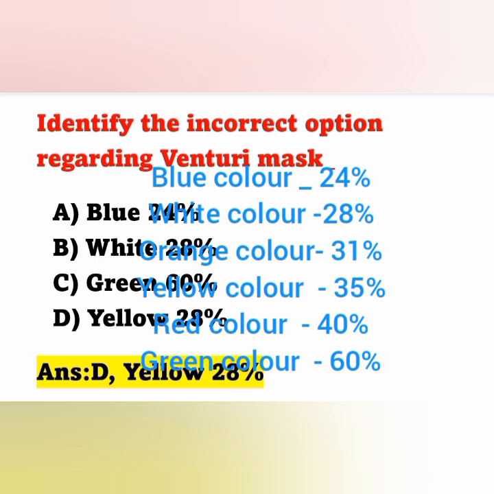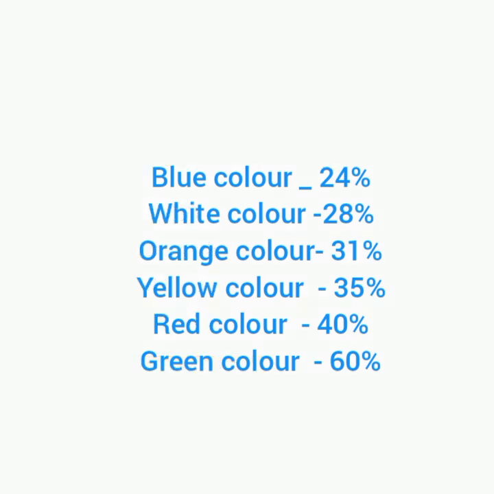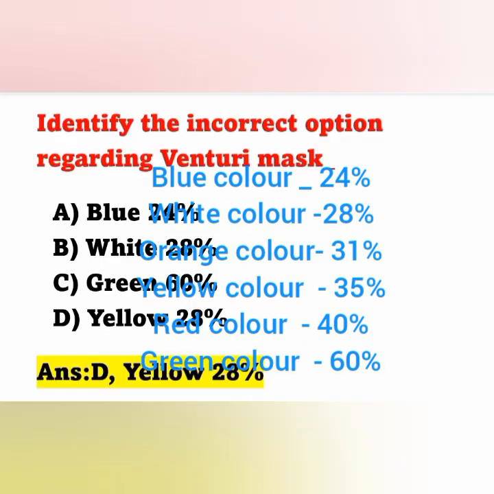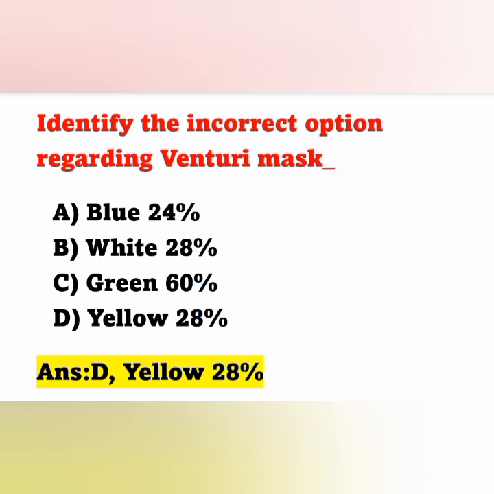Here we can see different colors of Venturi mask and oxygen concentration. First one, blue color Venturi mask delivers 24% of oxygen concentration. White color Venturi mask delivers 28%. Yellow color delivers 35% and orange color delivers 31%. Red color Venturi mask delivers 40% of oxygen concentration and green color delivers 60%. Here the question asks which is the incorrect option. Option yellow color is 28%, but yellow color delivers 35% of oxygen.